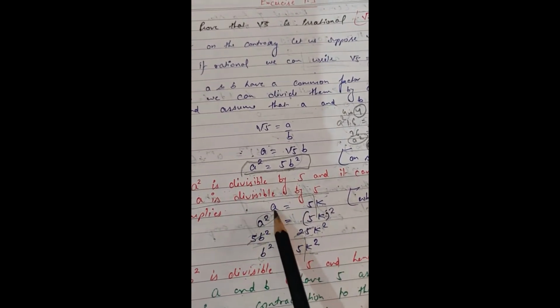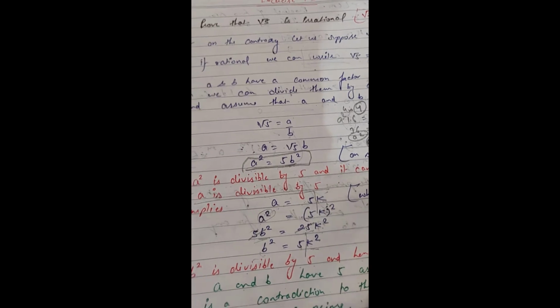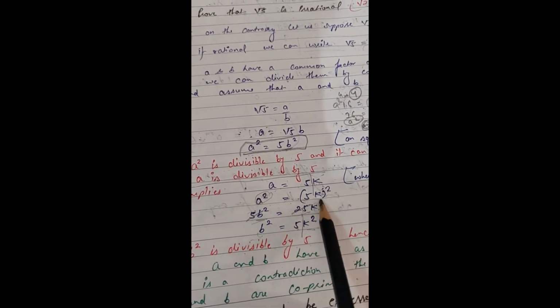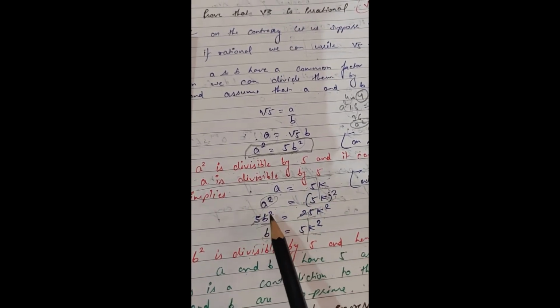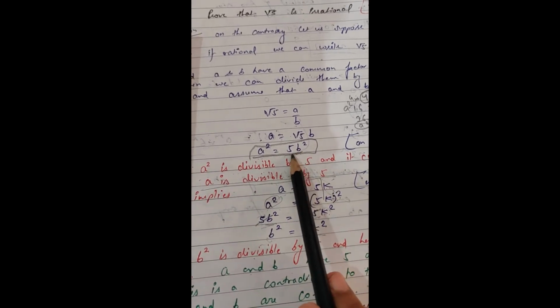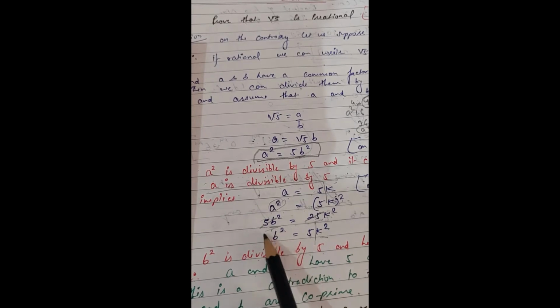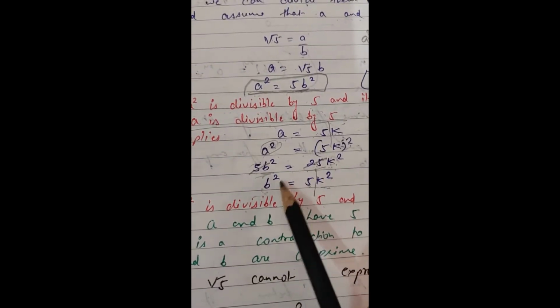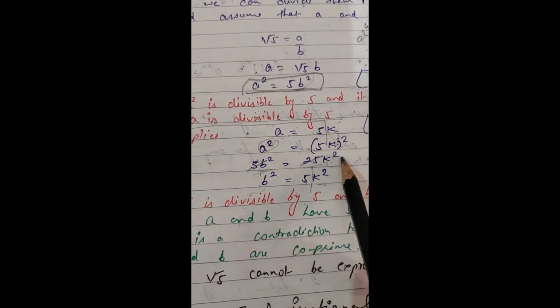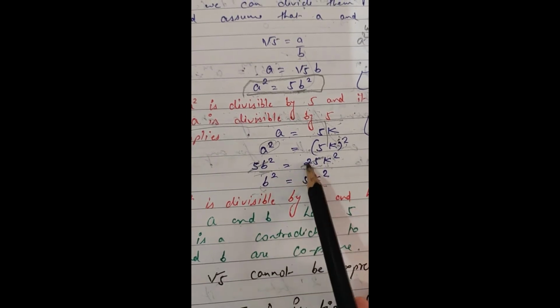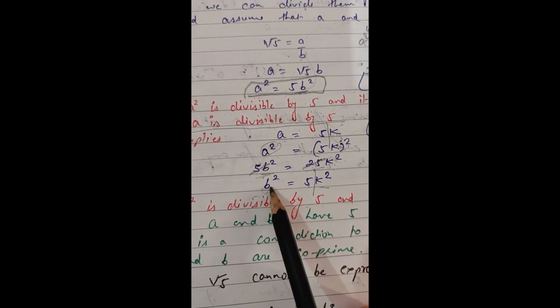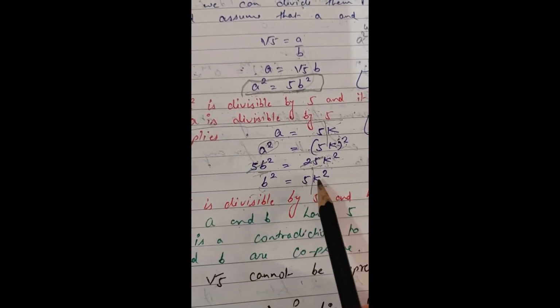2. Then you will write a is equal to 2k. Then you will write a square is equal to (2k) whole square. Then you will write 2b square is equal to 4k square. Now after 2b square is equal to 4k square, you will cancel 2 and 4 here, so you will be getting b square is equal to 2k square.